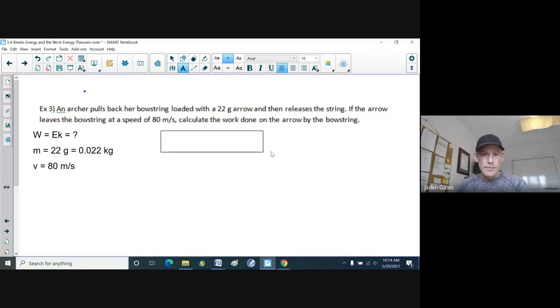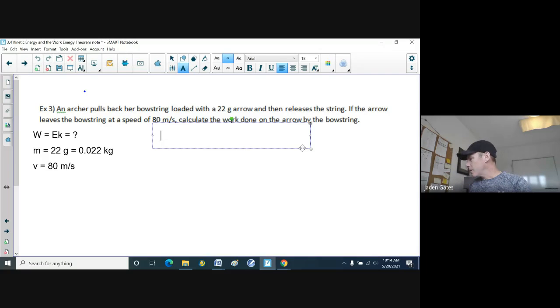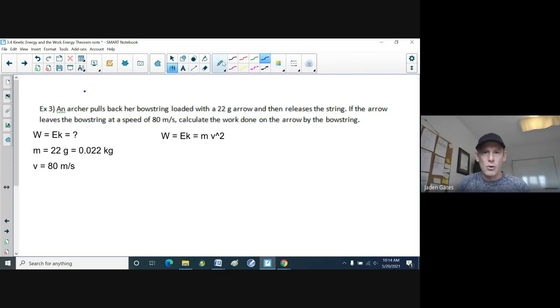All right, so to find that work done, let's see here. Nobody raised their hand or anything. Okay, so our work that's done on the bowstring, which again is going into kinetic energy, is going to be mv squared divided by 2. Always got to throw this in.